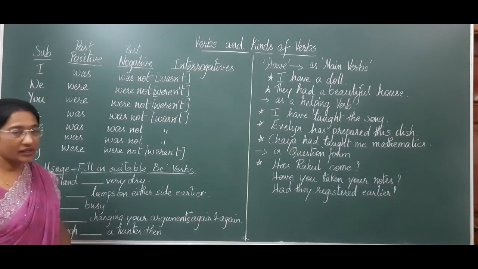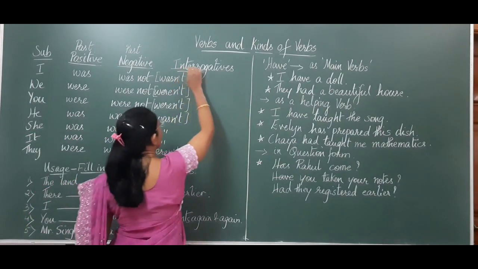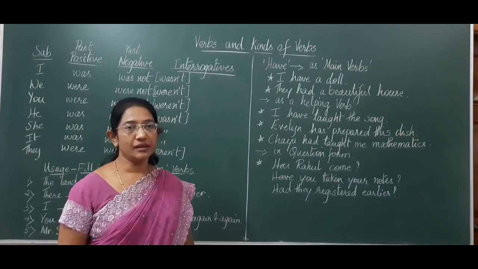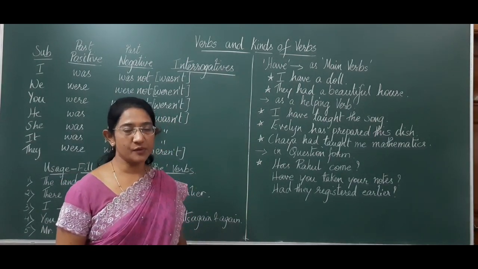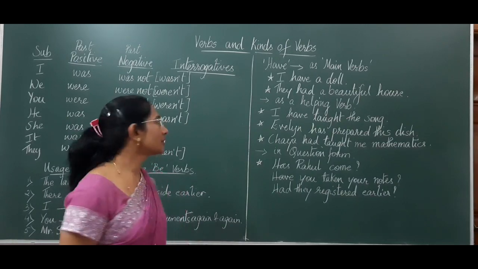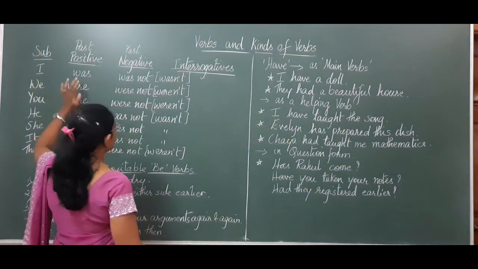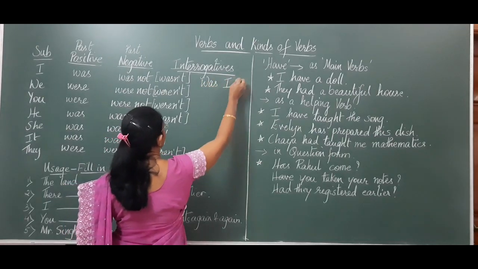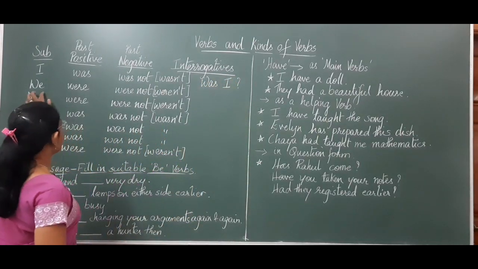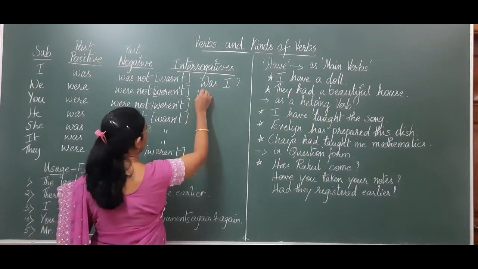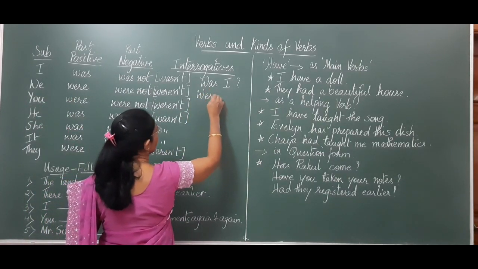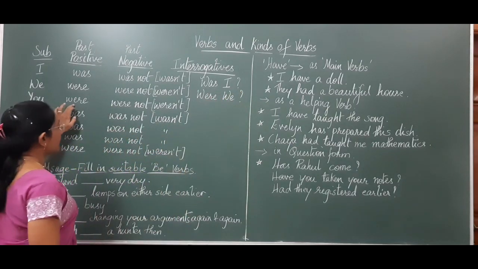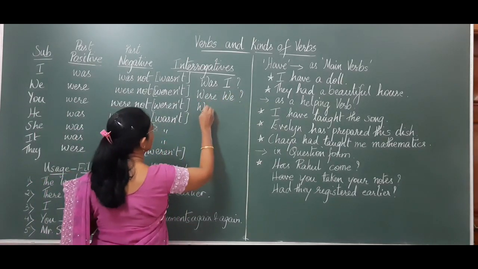Next, as interrogatives. Now we shall see the past be verbs in the interrogative forms. I was becomes was I. We were becomes were we. You were becomes were you.